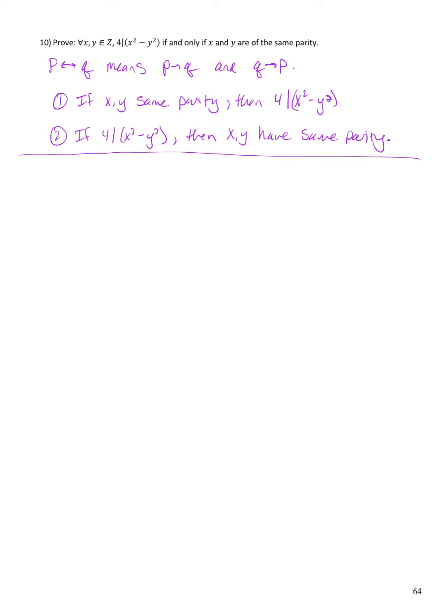So let's start with statement 1. X and y have the same parity. That means they're both even or they're both odd. So I have two cases, and I'm going to try to prove that 4 divides x squared minus y squared. So this is a good candidate for direct proof, I think. X and y have the same parity is a nice supposition. We have some definitions to work with, and then we can try to show that x squared minus y squared is a multiple of 4. So direct proof for statement 1.